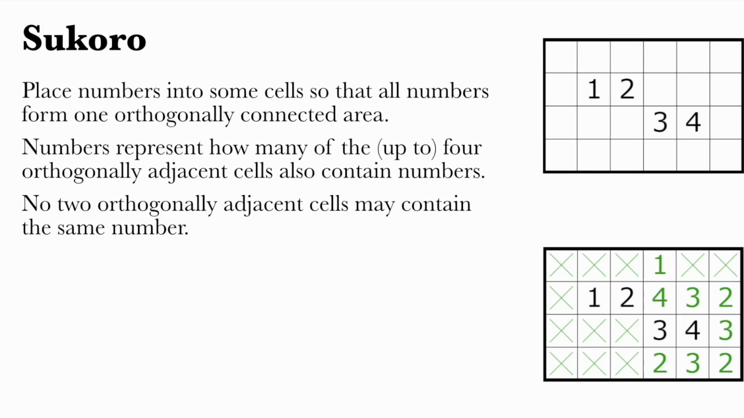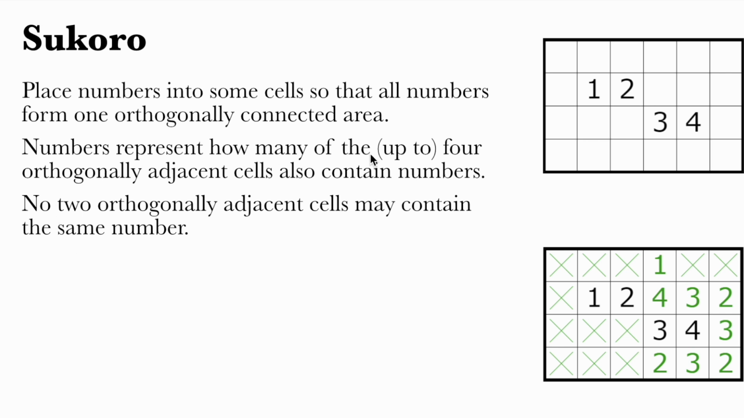The rules of Sukoro are: place numbers into some cells so that all numbers form one orthogonally connected area. Orthogonally connected, again, is saying that from any one of the numbers, we can reach any other one of the numbers without any gaps, going just horizontally and vertically. Diagonally does not count.